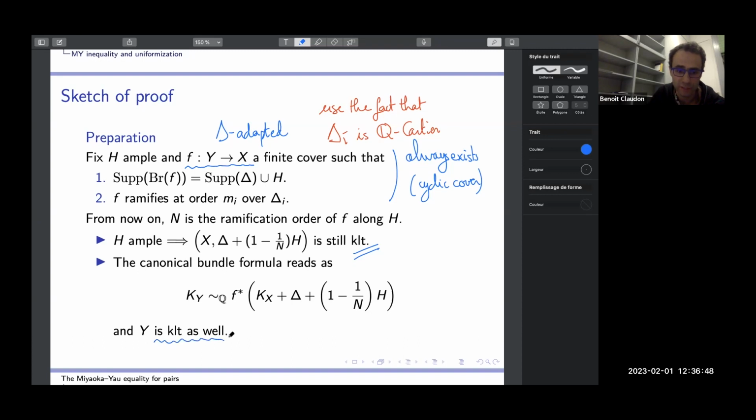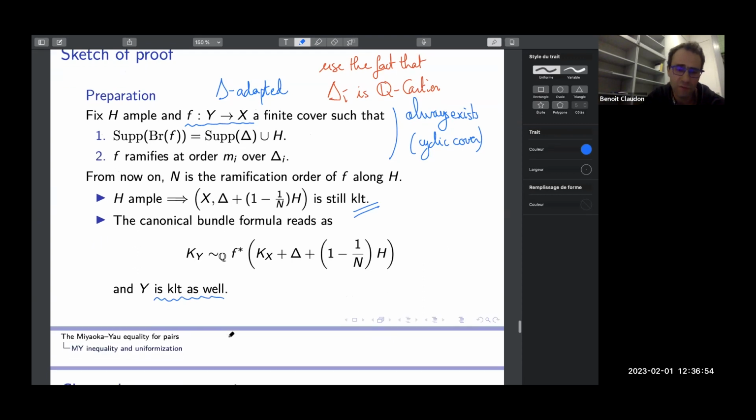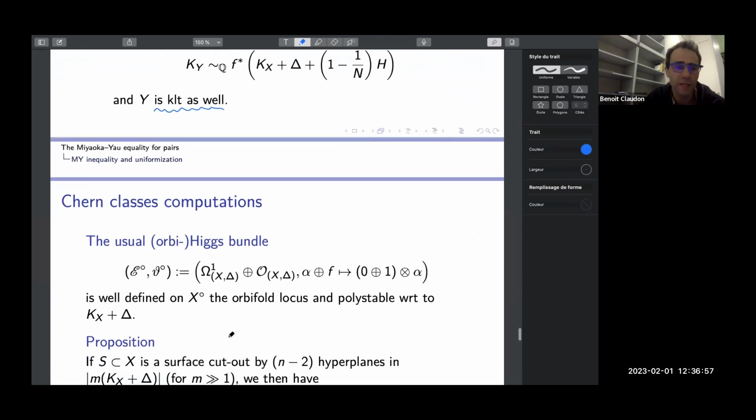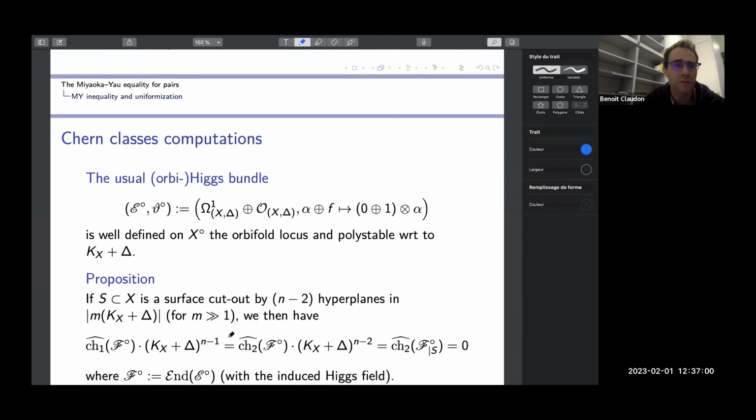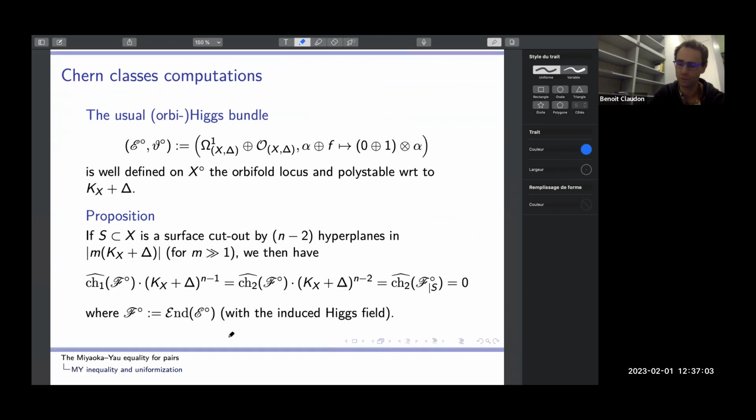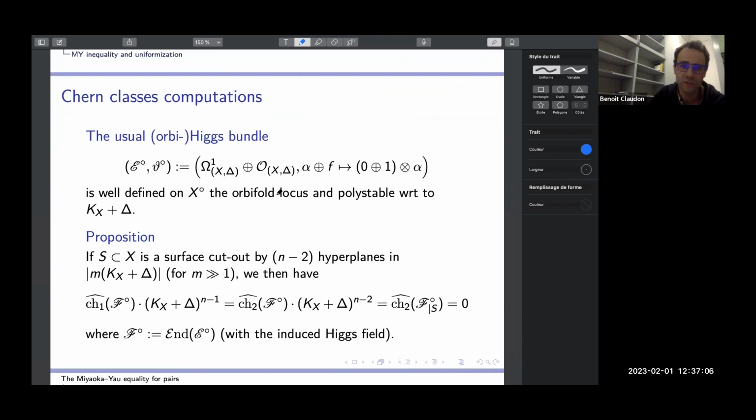And so we stay in the realm of KLT singularities, and so we will be able to apply the singular Simpson correspondence on Y. And so how does it work? As in the smooth case, we consider the usual orbifold Higgs bundle. So this is the cotangent of the orbifold. Maybe it would have been better to put X_0 here. So it's the orbifold cotangent bundle, and I add a copy of the trivial one.